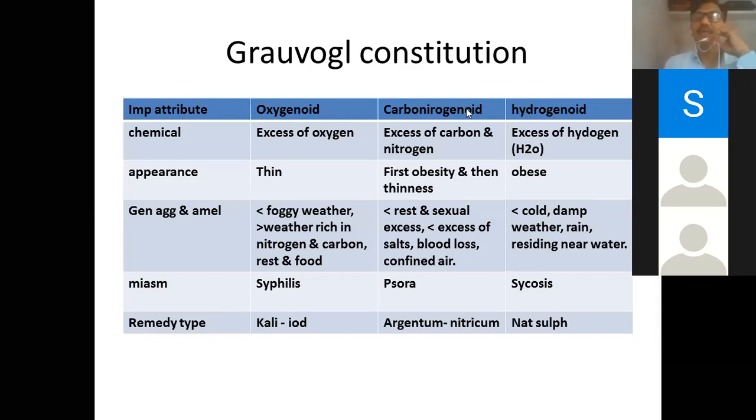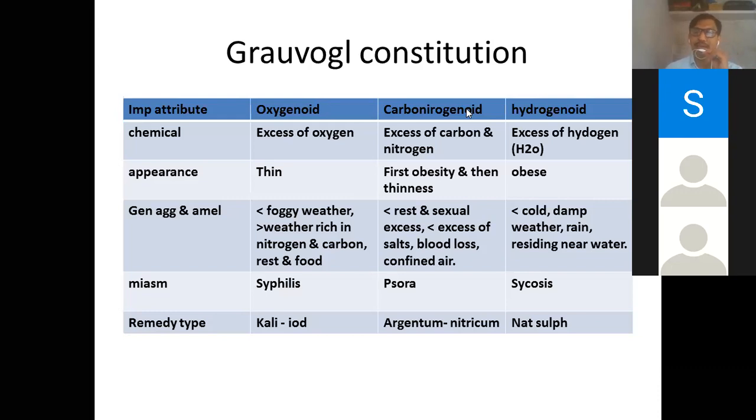Then the aggravating and ameliorating factors are aggravation by cold, aggravation by damp weather, aggravation by rain. Now, why do these three factors aggravate this hydrogenoid constitution? Because when there is cold, it means there is excess of water, excess of moisture, and that moisture has hydrogen, has water. So this hydrogenoid constitution suffers from certain complaints.